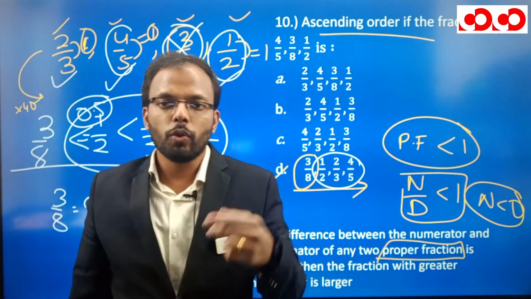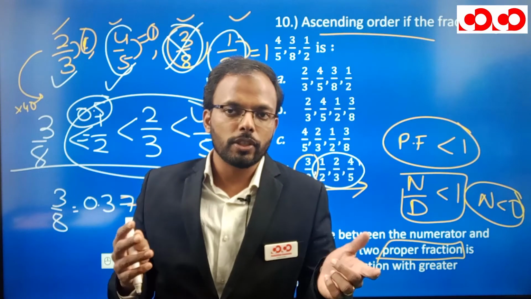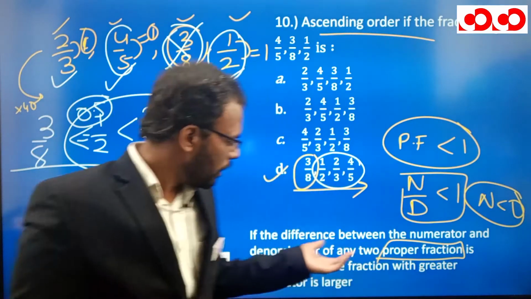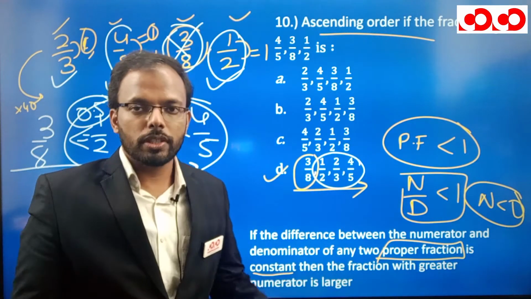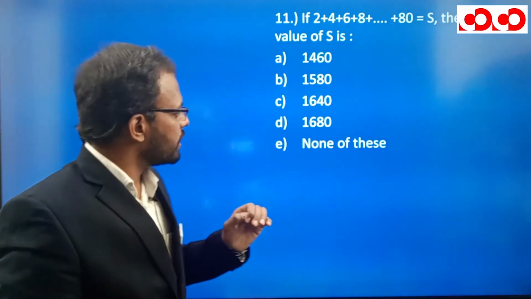So I have given you one more technique to find it out. You can use either technique: the first one which we used, using the LCM of denominators, or the second property which I have told you, which is written over here. Let's move on to the next question. Here is another question. Let's try to solve it.